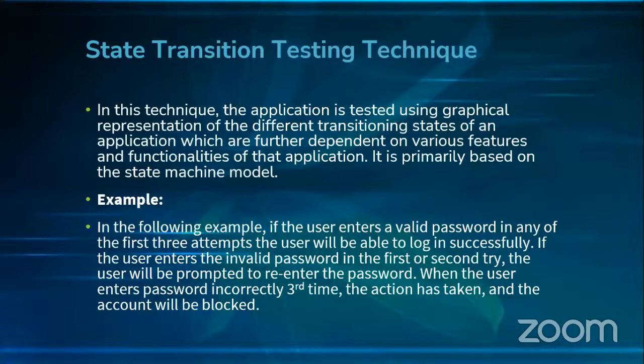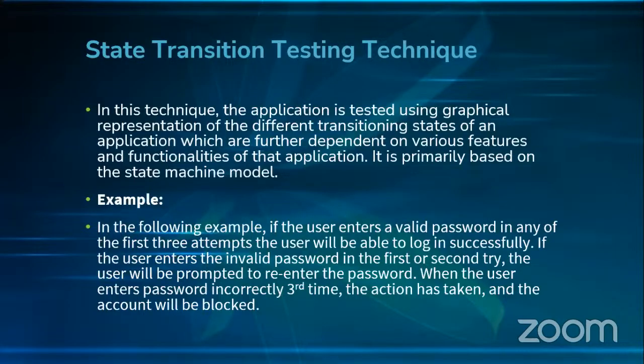An example is that if a user enters a valid password in any of the first 3 attempts, the user will be able to log in successfully. Because most of the time, when you want to log in to an application, you've got 3 or 5 attempts. So let's say the first attempt, you know your username, you know your password correctly, you'll be able to log in successfully. That's the expectation.